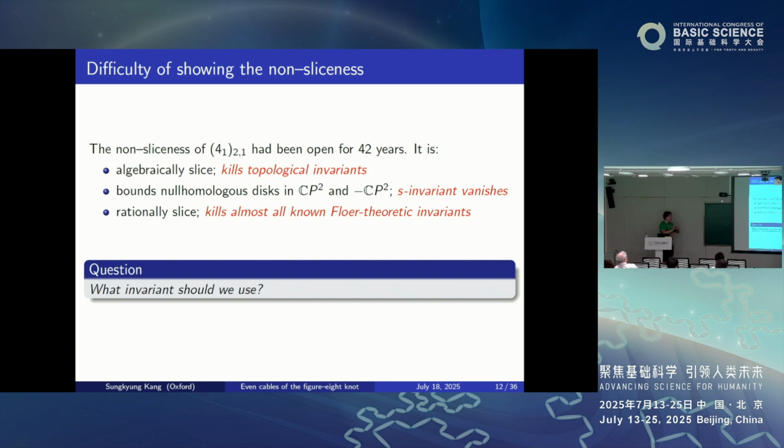Figure 8 is not just negatively amphichiral, it is strongly negative amphichiral. So S3 admits an orientation reversing involution which setwise fixes your knot. In this setting, you do an equivariant zero surgery along your knot, and then the involution becomes free.